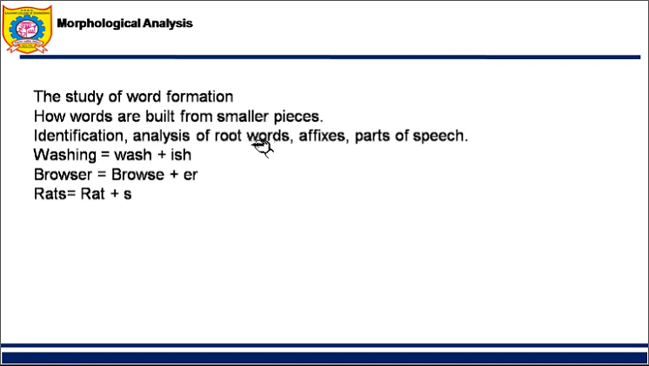Now what is done in this analysis? Identification and analysis of root words. That means I want to find the root words, which are also called stem words. I want to identify them. Then affixes. Affixes are of two types, suffix as well as prefix. The one which you add before is the prefix, the one which you add at the end is called the suffix. So that you want to analyze. And secondly, part of speech.